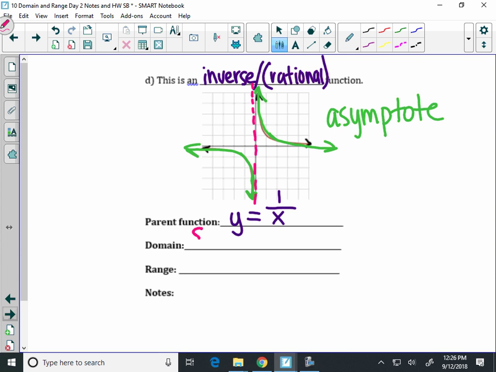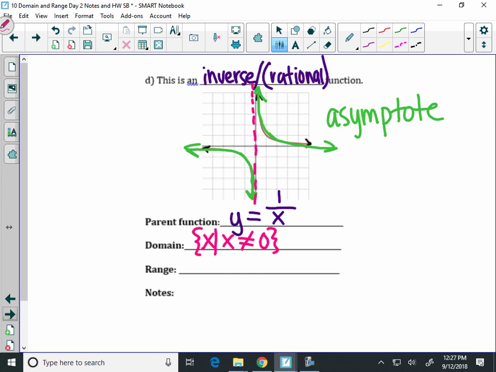So our domain this time, we're going to write in set notation, because we can't really do that in interval notation. Well, we can, but I'll show you interval in a minute. x such that x is not equal to 0. So you can pick any x, but x can't be 0.